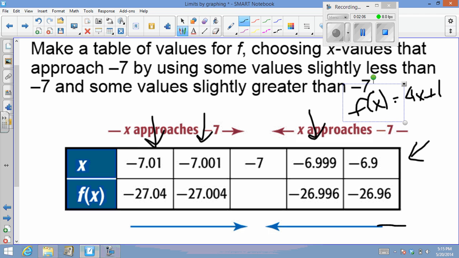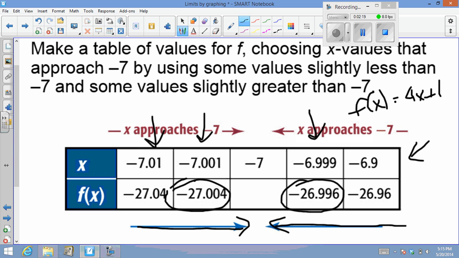Notice that as I get closer and closer to -7, I want to see what it's going to approach. If I look at the y value here, the y value is -26.996. If I look at the y value over here, I get -27.004. So if I want to know what is going to happen at -7, looking from the table of values, it's going to be -27 because -27 is in between the two y values. So that tells me that that's going to be my limit.